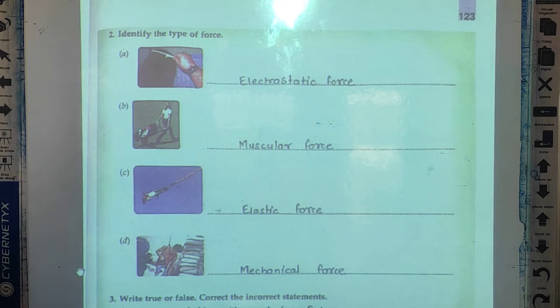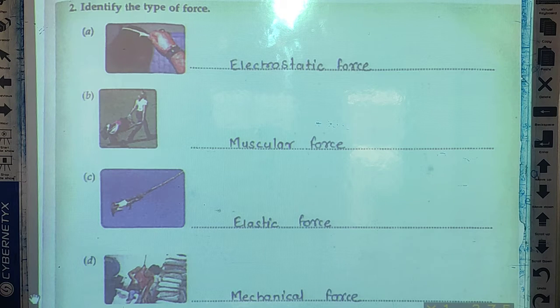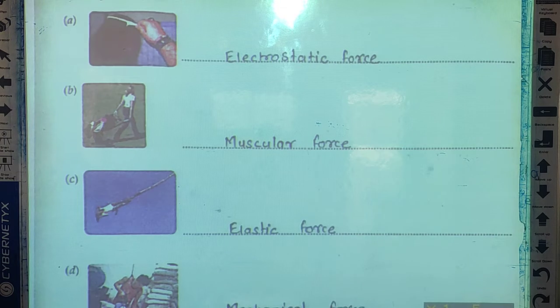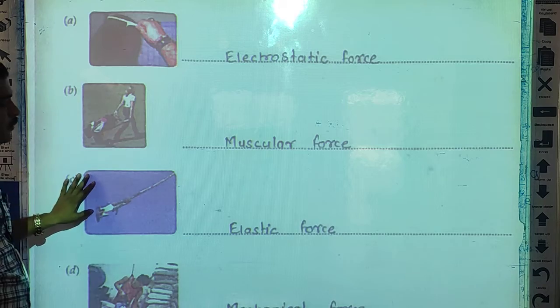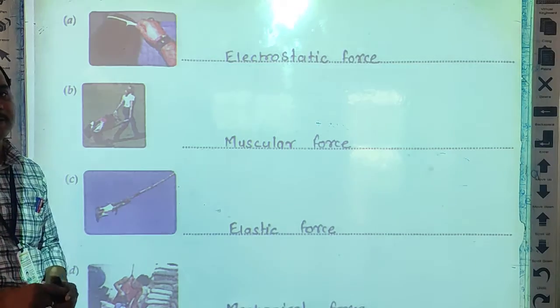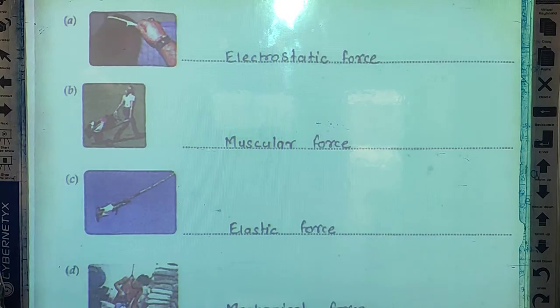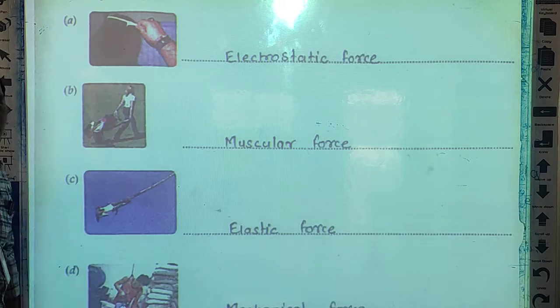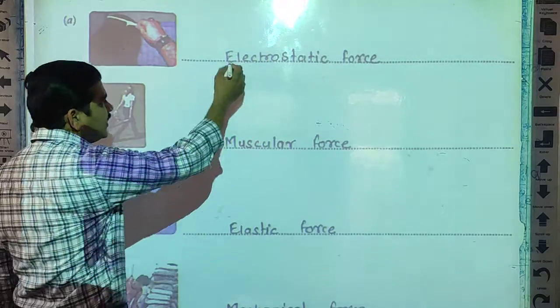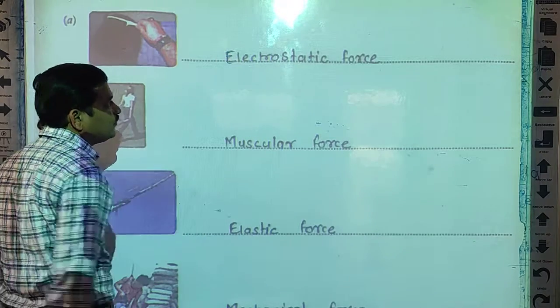you have to identify the type of force. Okay, students, what is the question? Identify the type of force. Here diagrams are given, and you have to use these diagrams and find out which type of force is there. Here one person is combing. Which type of force is there? Electrostatic force. Very good.